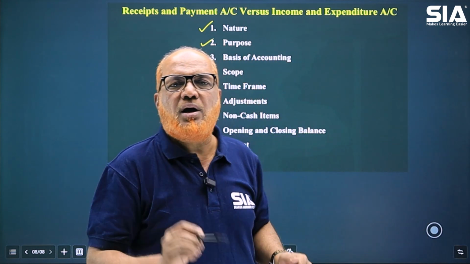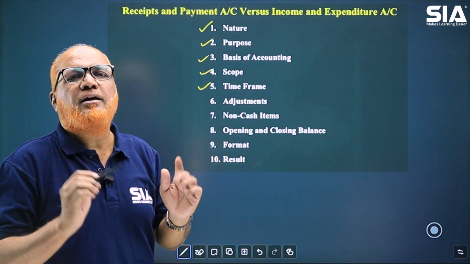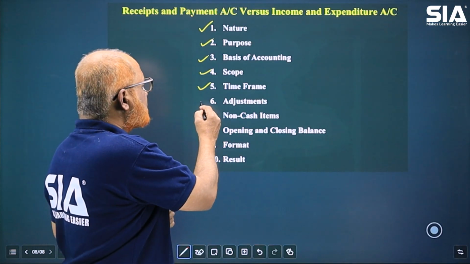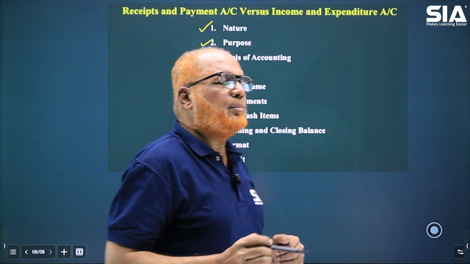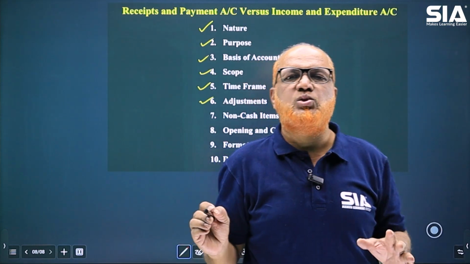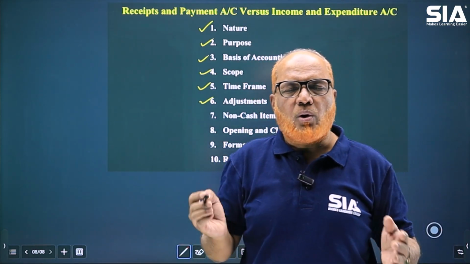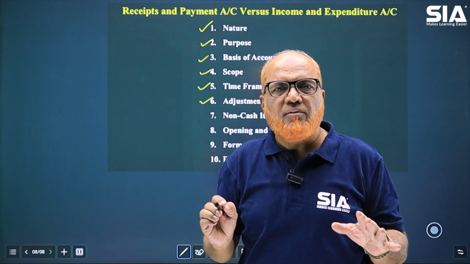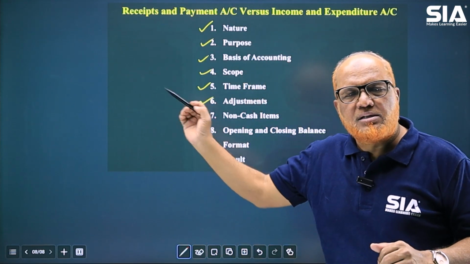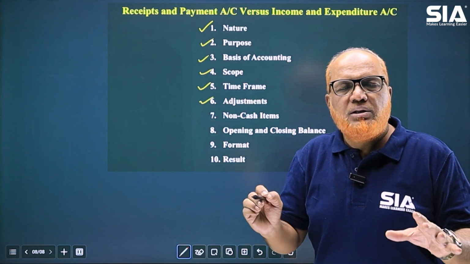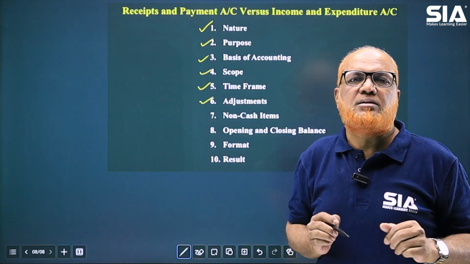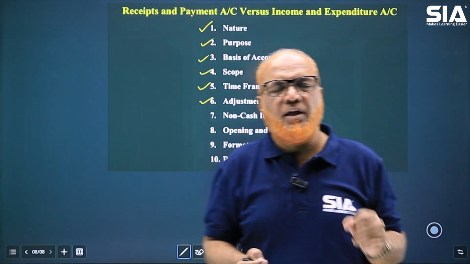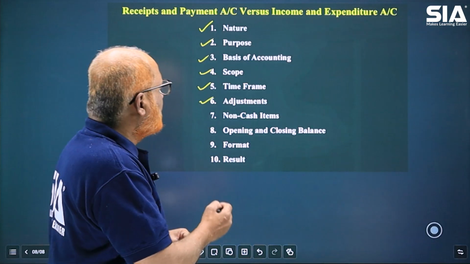But in income and expenditure account, we take only the current year's income and current year's expenditure. Next, adjustments. In case of receipts and payments account, no adjustments will be done. That means all outstanding, prepaid, depreciation, provisions, nothing will be adjusted in receipts and payments account. But all these adjustments are required. Outstanding, prepaid, everything will be adjusted in income and expenditure account.